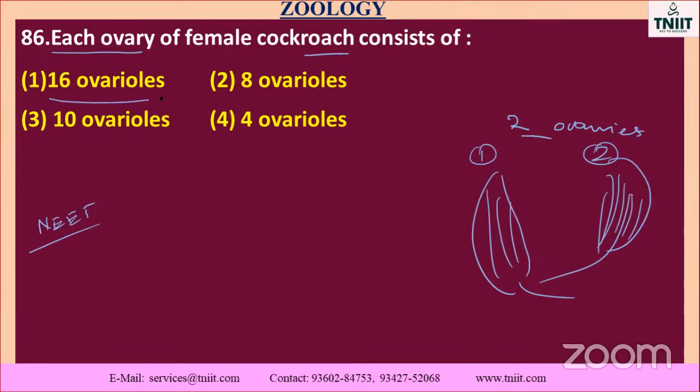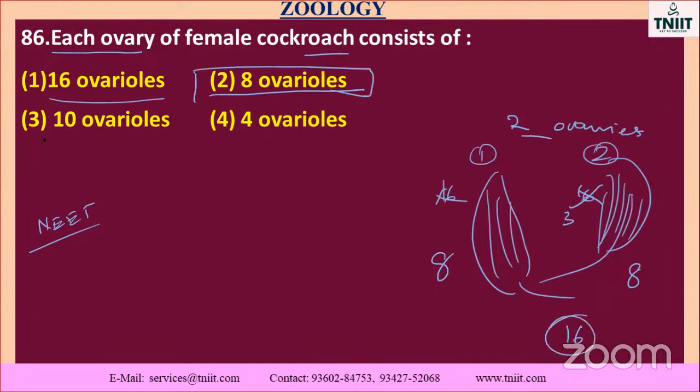Just take an example, 16 ovarioles. So 16 plus 16, 32? No, it is not like that. 8 ovarioles, yes, it is the correct answer. 8 here, 8 there, total 16. So the second option is the correct one. 10 will not come, 4 will not come, 16 will not come, 8 ovarioles. So each one consists of 8, and a pair consists of 16. He asked only about each ovary.